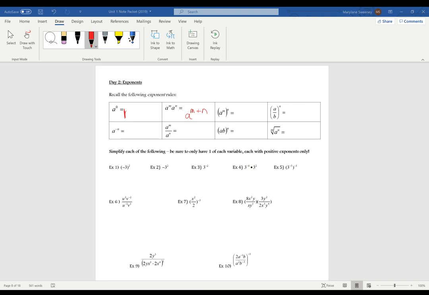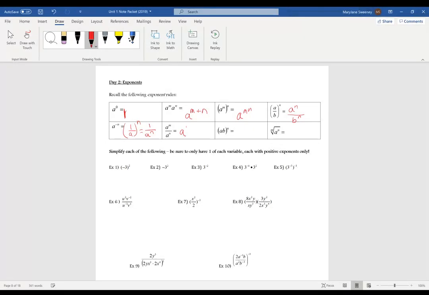The next one: a to the m raised to the nth power would be a to the mn power. If I have a quotient raised to a power, I have to raise the numerator to that power and the denominator to that power. So it's a to the nth over b to the nth. A negative exponent, you flip the base, so it's 1 over a to the nth, because basically 1 to any power is just 1.